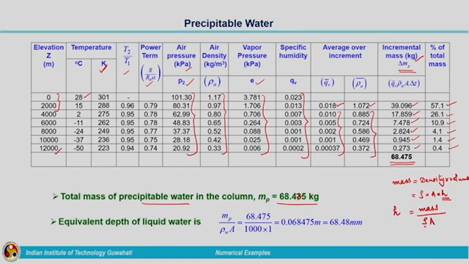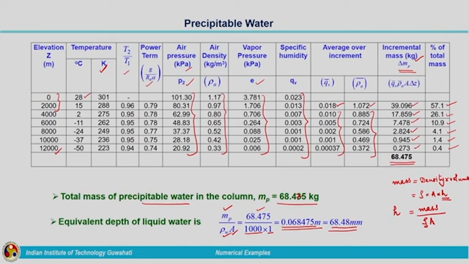Rho here in this case is rho W, density of water, that is what is written over here, mass of precipitable water divided by rho W A. So, mass of precipitable water is 68.475 we have calculated, and rho W we are taking 1000 kilogram per meter cube, and area is 1 meter square. So, it will be calculated as 0.068475 meters. So, when we convert it into millimeters, it will be 68.48 millimeters. So, the equivalent corresponding to a mass of 68.475 kilogram, we are getting an equivalent water around 68.48 millimeters.